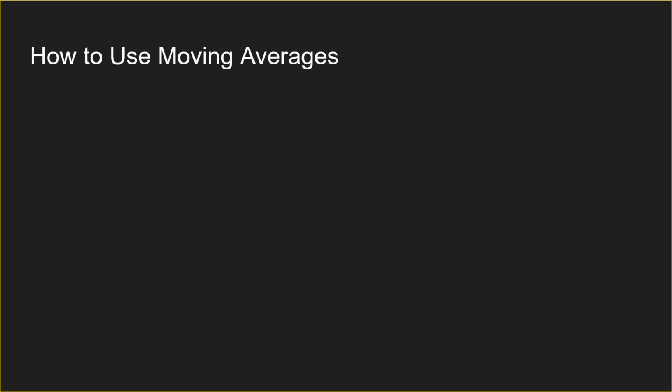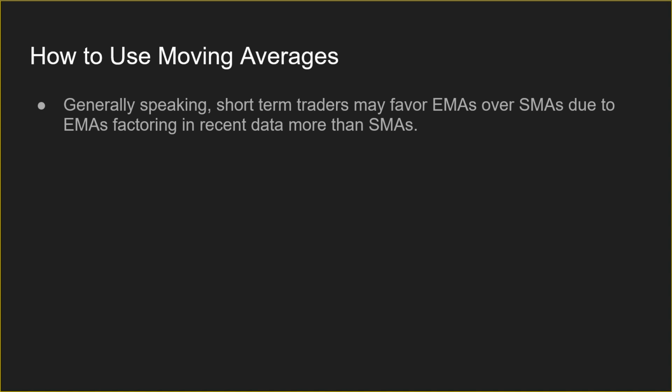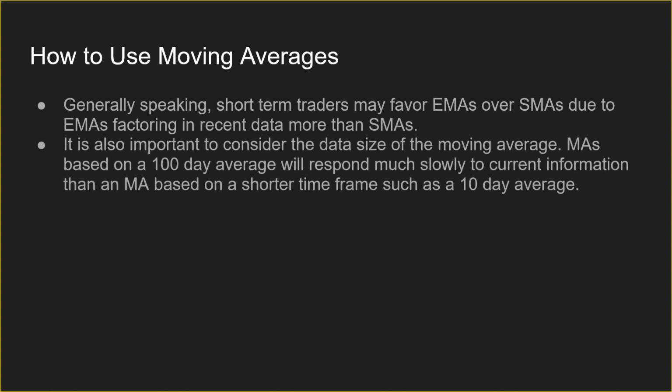Now, more on utilizing these two different tools. Generally speaking, short-term traders may favor EMAs over SMAs due to EMAs factoring in recent data more than SMAs. It's also important to consider the data size of the moving average. A moving average based on a 100-day average will respond much slower to current information than a moving average based on a shorter time frame, such as a 10-day average.